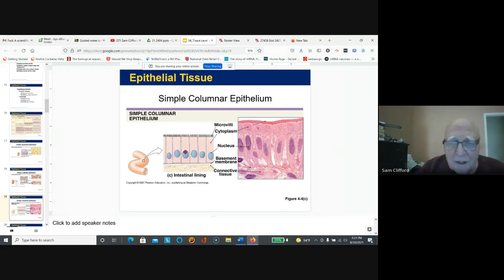Simple columnar epithelium is throughout the digestive system, from the esophagus to the rectum. In the intestinal lining, the nuclei tend to be toward the bottom, and usually you can see one nucleus per cell with one layer of cells.